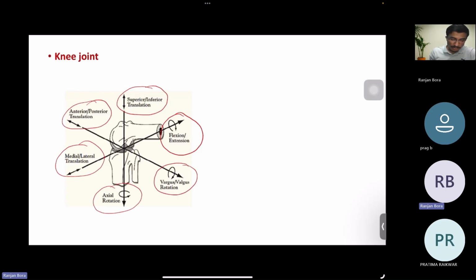Yeah, so we need to consider all the movements, even if they are slight, for calculating the degrees of freedom. So using the knee joint we can do all these 6 types of movement, but the dominating movement is this flexion extension. So it has 6 degrees of freedom.